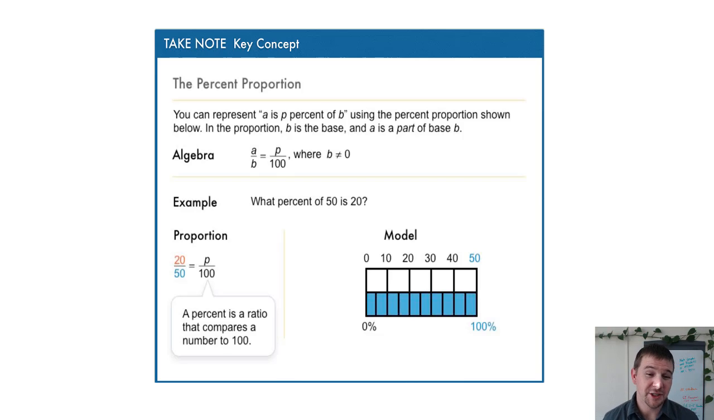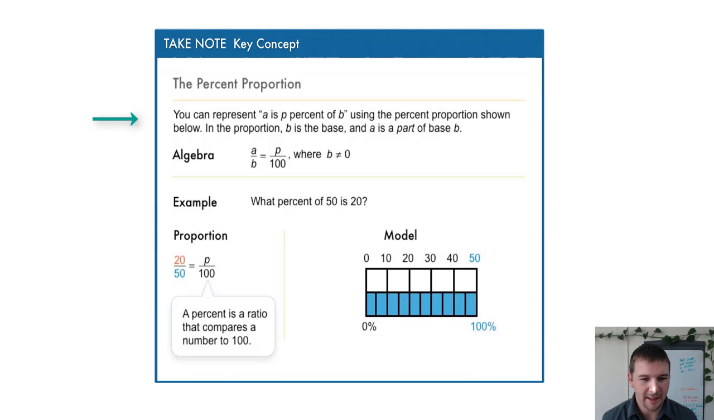This would be great to screenshot. So at the top of your formative, remember the slideshow's embedded, this key concept, the percent proportion. You can represent A is P% of B, using the percent proportion shown below. In the proportion, B is the base, and A is a part of the base, B.